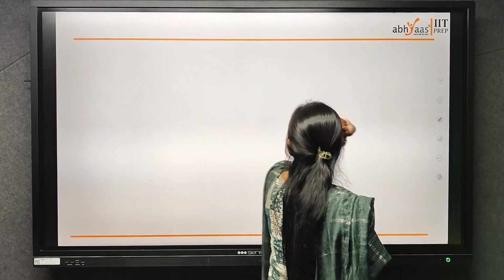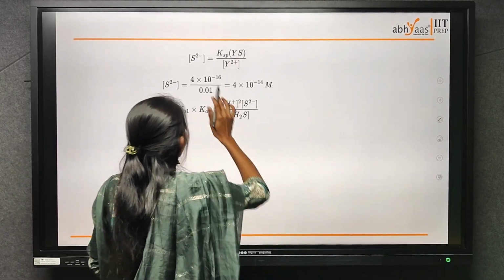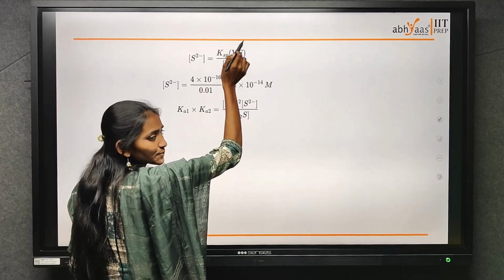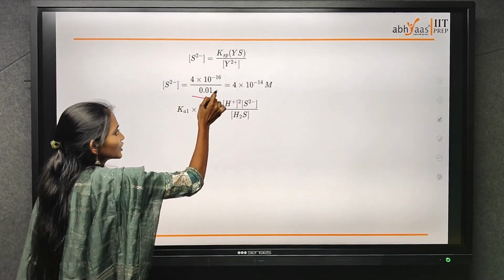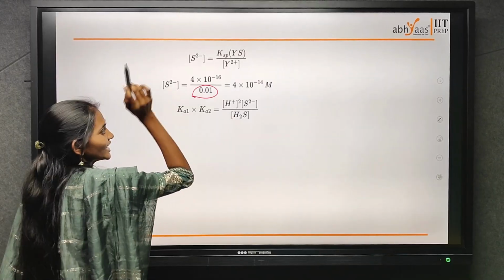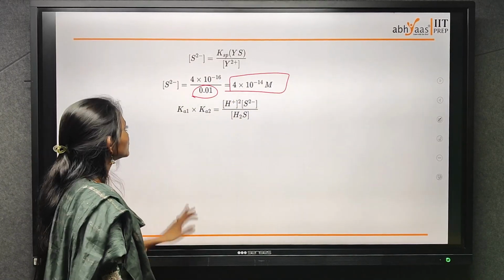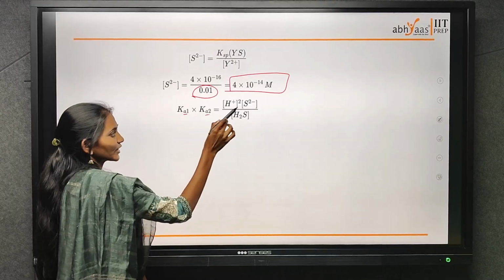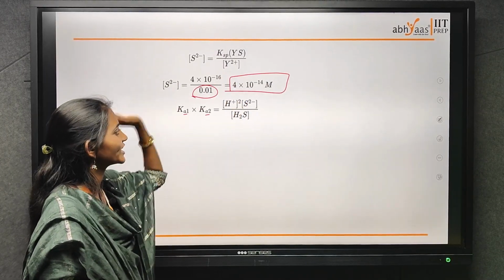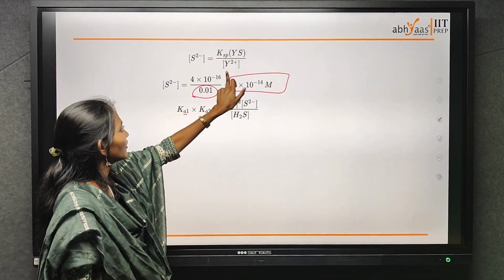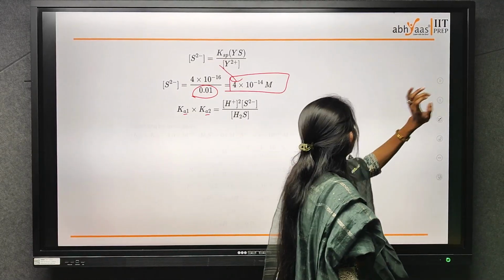So see here we are having the reaction for S2-, which is for Ksp, YS and Y2+. They have already given for Y2+ value 0.01. If you do for S2-, you are getting the value 4 into 10 to the power of minus 14. So Ka1 and Ka2, you calculate. If you substitute these values, H+ is already given, S2- already given, we have found that S2-.